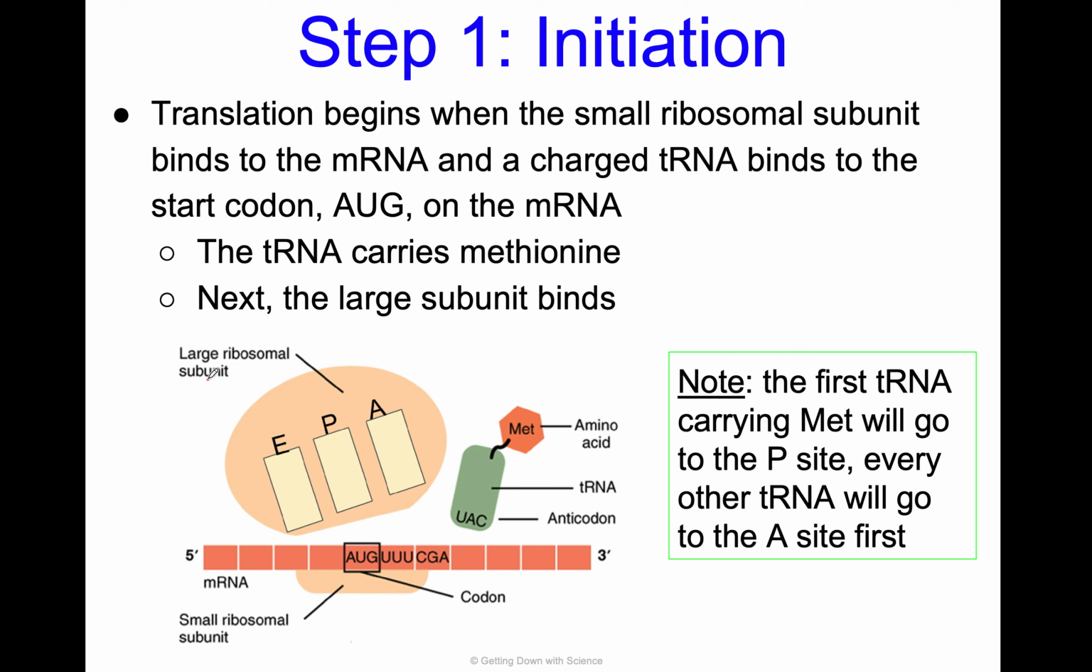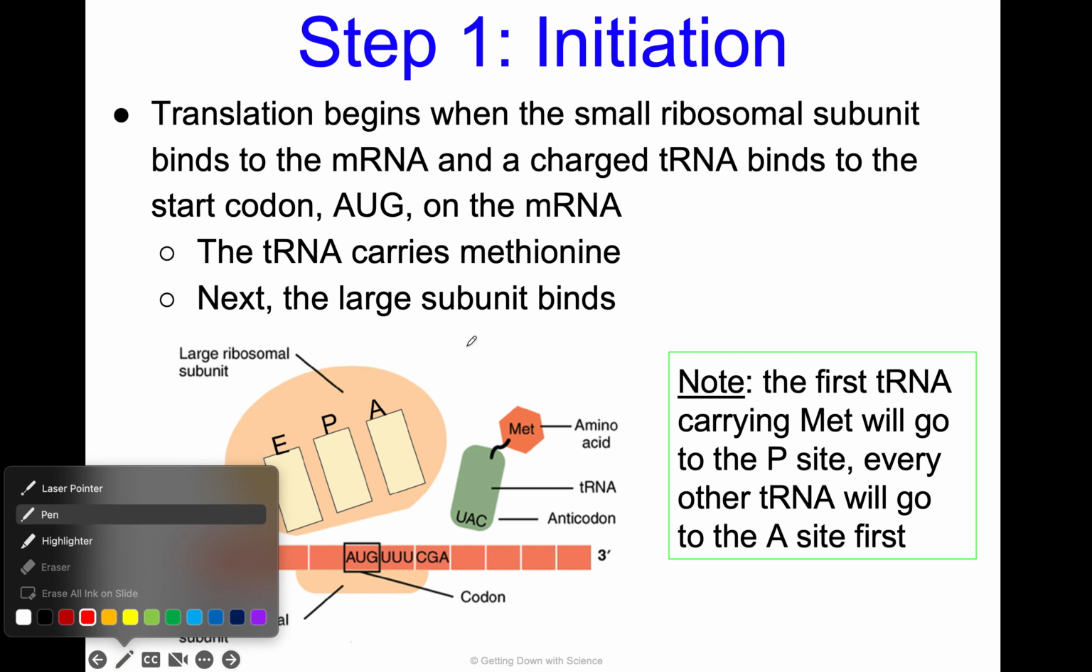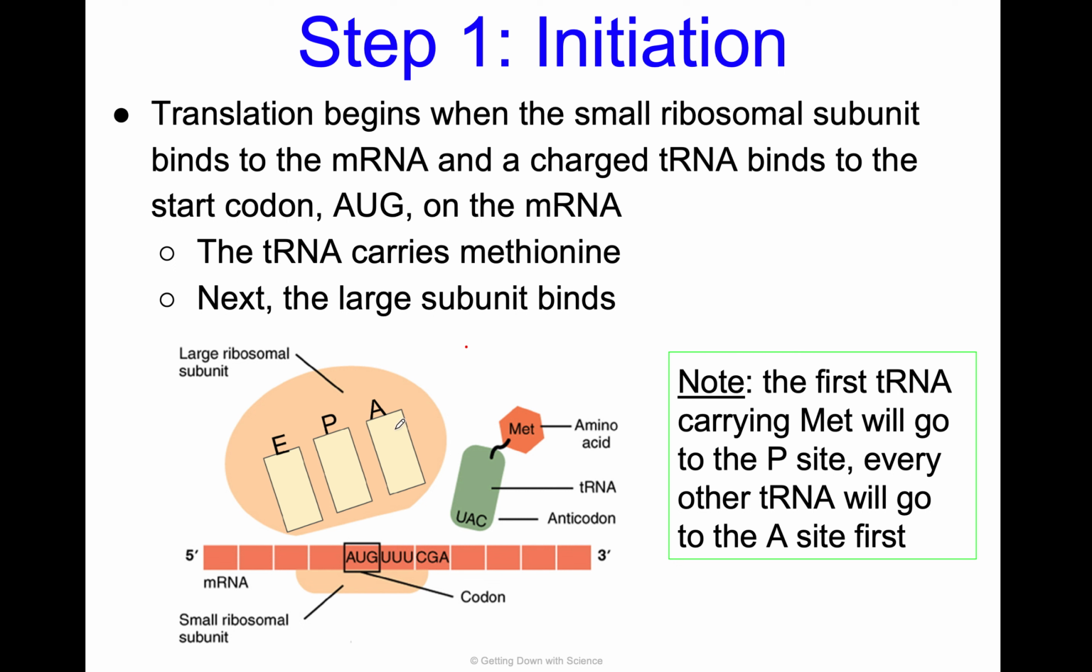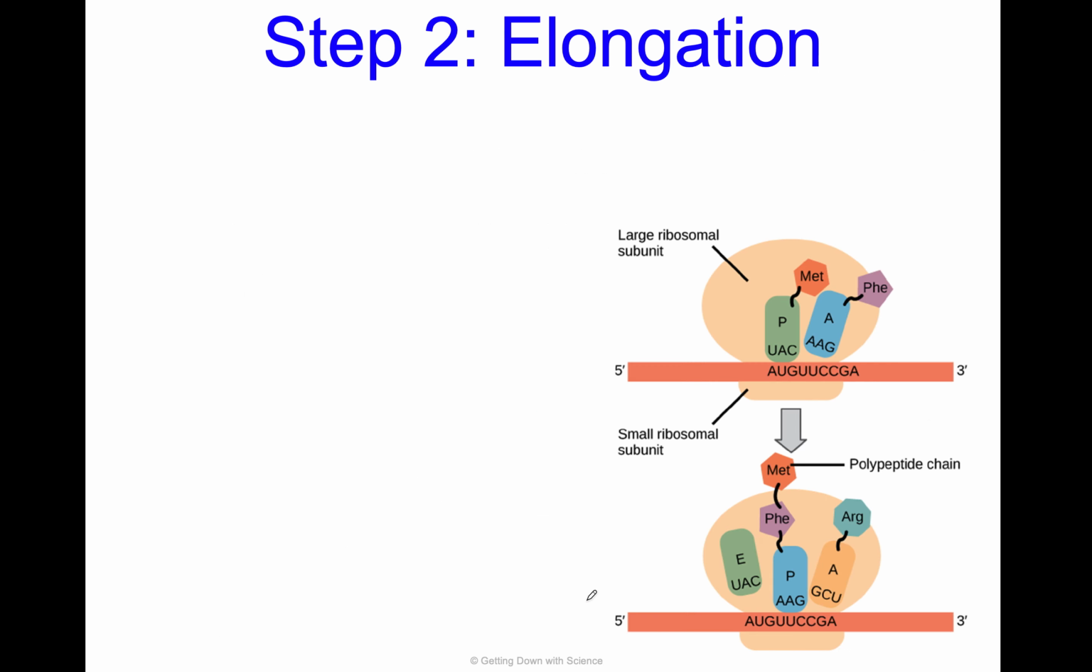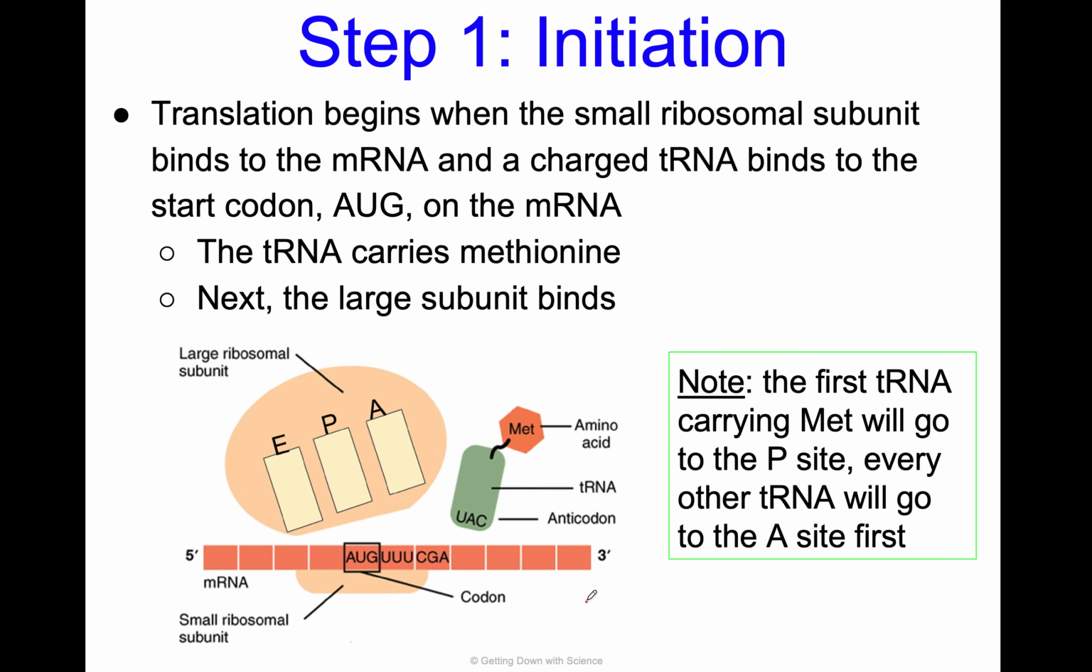Note, the first tRNA carrying methionine will go to the P site. The P site, because this is the one holding the polypeptide. That is the one polypeptide to start. Everything else from here on out will go to the A site. But you can see when this whole thing comes down, this would be the P site. Next codon in here would be the A, and it moves that way. Great. Pause here to take notes.